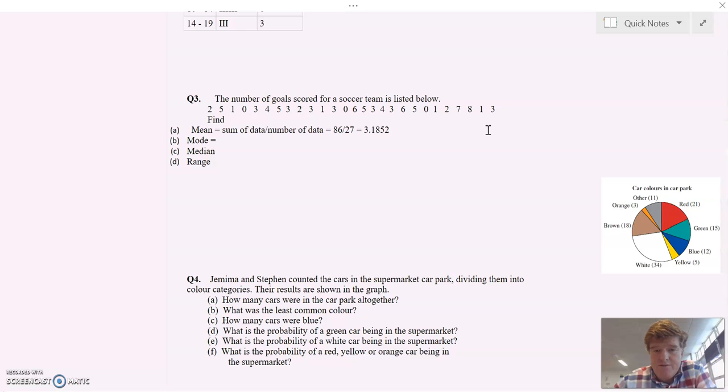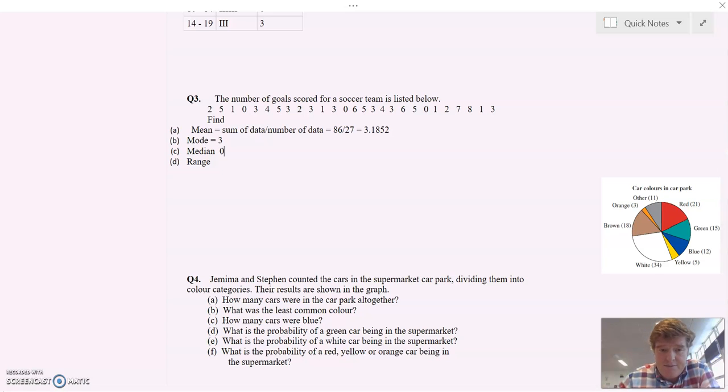3 4s aren't that common. So yes, the most common is going to be the number 3. Now the median's a little bit tricky. I wish I didn't have quite as much data here. The first thing you're going to do when you calculate the median is to write them in order.